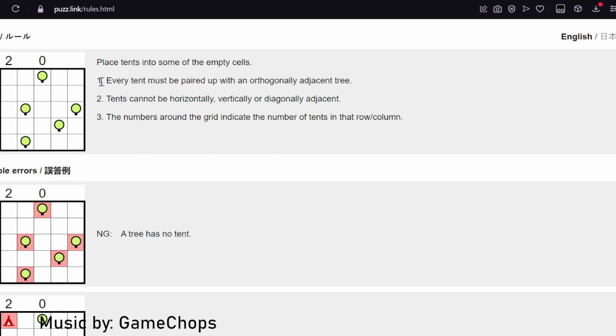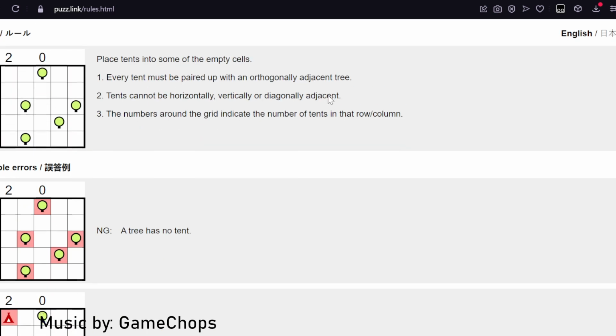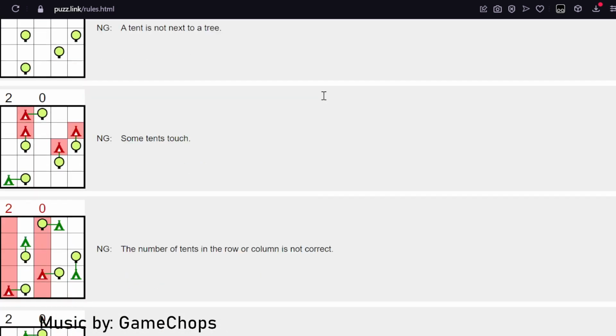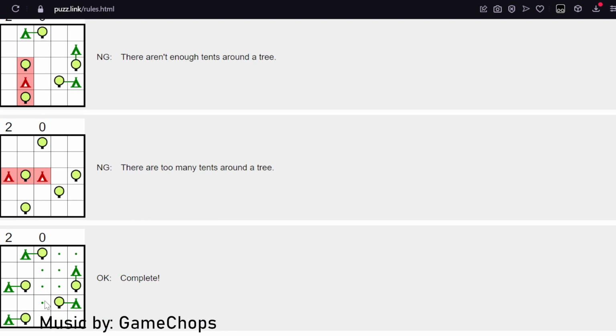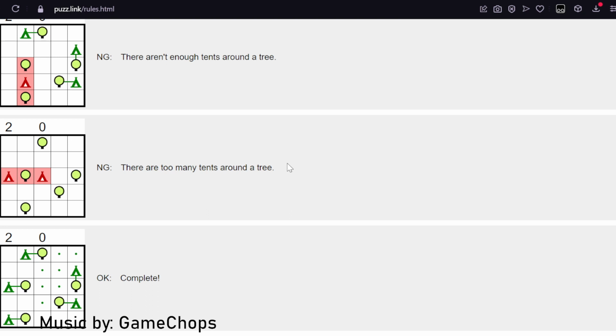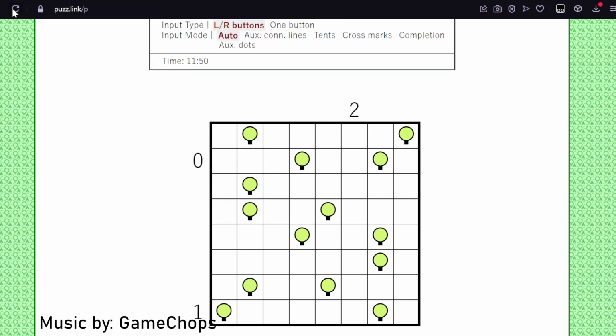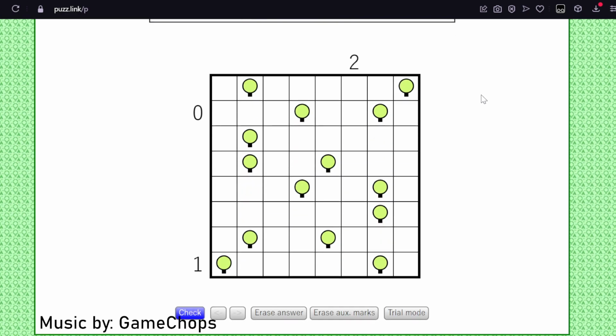And numbers around the grid, like those, indicate how many tents are in that row or column. So, for example, in our solution here, this column has 0 tents. This column has 2 tents. I hope you can see that. Yeah, so basically pair up a tent with a tree. Tents cannot touch other tents, and numbers indicate the number of tents in their row or column. Right, so with that, let us just begin solving this one.